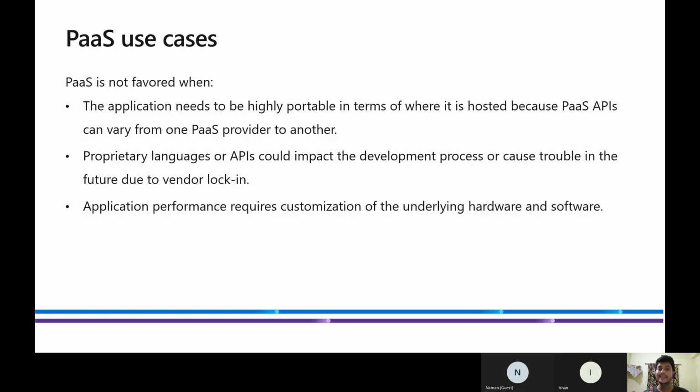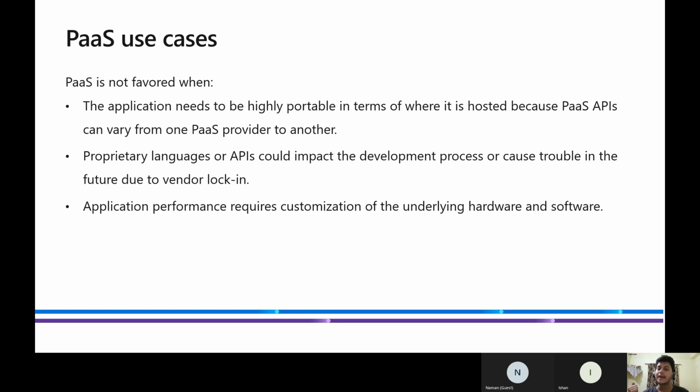Let's talk about where it is not favored. The application needs to be highly portable in terms of where it is hosted, because PaaS APIs can vary from one PaaS provider to another, right? So if you are hosting on Azure, but you want to change it to AWS, then it can be a hindrance for you, because Azure and AWS, they both are cloud service providers, but they both are totally different. If you go with the mentality of Azure to AWS, then it will be really difficult. So if you are someone who will need to change the thing, then think upon it before changing or deploying it.